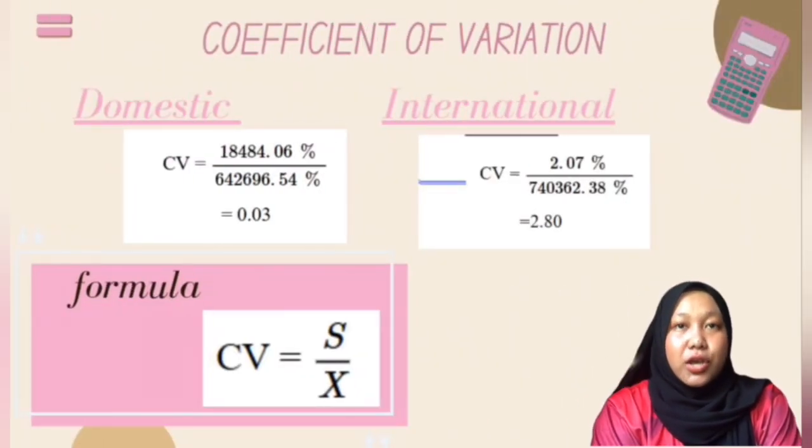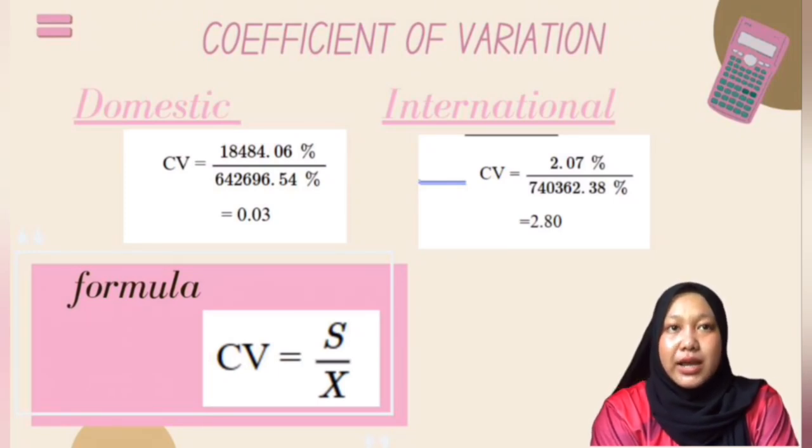Last but not least, coefficient of variation. Coefficient of variation is the ratio of the standard deviation to the mean. So, this is the formula for coefficient of variation. As you can see, the coefficient of variation for international airlines is higher than domestic airline, which is 0.03 for domestic and 2.80 for international airlines.